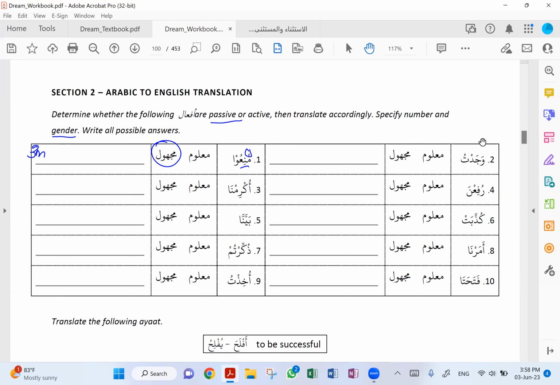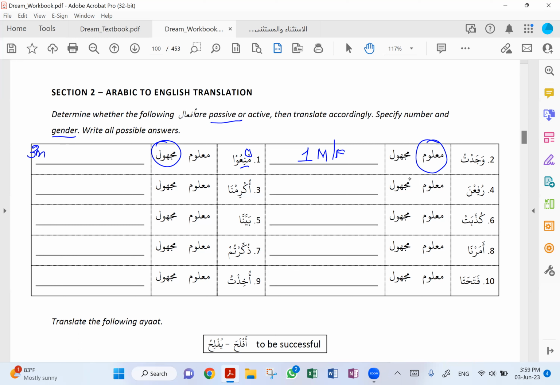Then we have number 2. وجدت. معلوم. Who and the gender and number? Gender is masculine. The number is singular. Why is it masculine? One is Anna. So Anna can be both masculine and feminine, exactly, because you are feminine and you just said Anna, right? Yes. I found. It's okay, no problem.